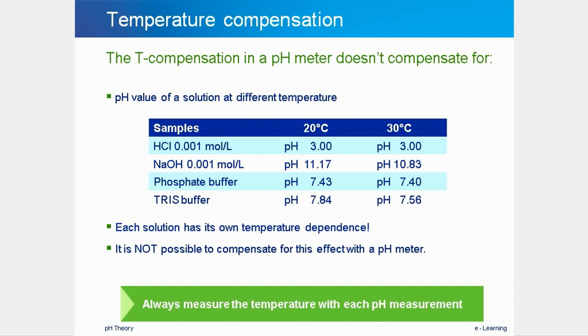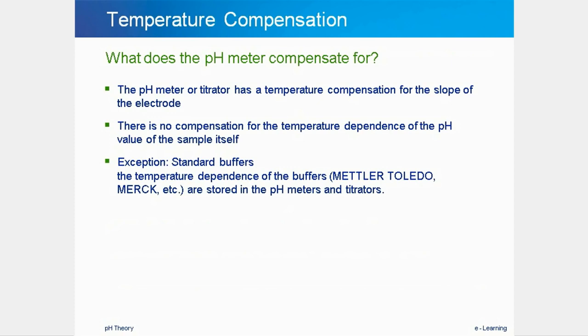Still, it is important to record the temperature during the measurement, as this is necessary to make comparisons afterwards. As a summary, the pH meter does compensate for the temperature dependent slope of the pH electrode, but not for the temperature dependence of the sample. The only exception to this last rule is for the standard buffers where a temperature table is programmed into the meter for a certain temperature range. This is a lookup table and not an equation, which would make it possible to calculate the dependence over the whole temperature range.